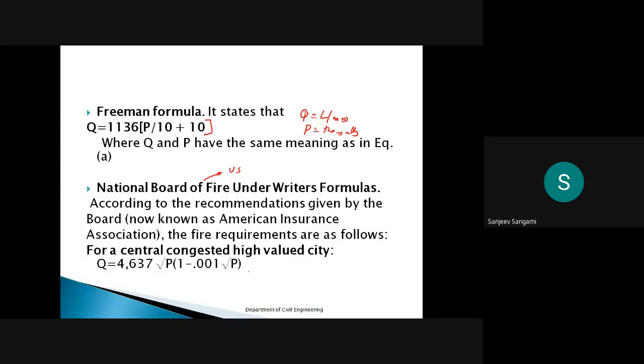One very important question normally asked in your examination is to calculate the fire demand using the empirical formulas. So you have to use all these formulas. Whatever formula this is, it is for a heavily congested city. You have to use this formula only when it is a central congested city.